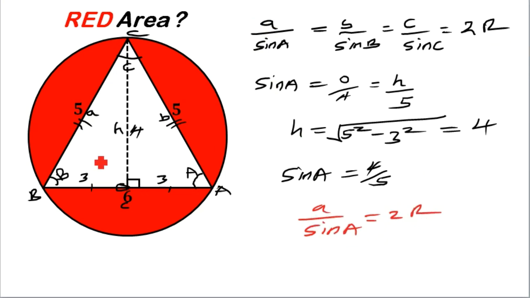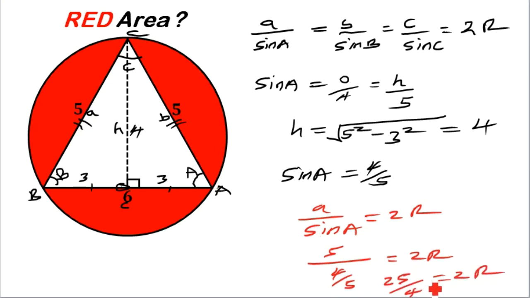If you substitute the side a is 5, then 5 over sine A, which is 4 over 5, equals 2R. So you get 5 times 5, which is 25, over 4 equals 2R. If you divide both sides by 2, you get R is 25 over 8. The 2 goes with the 2, you remain with 25, and 2 times 4 is 8. So R is 25 over 8.